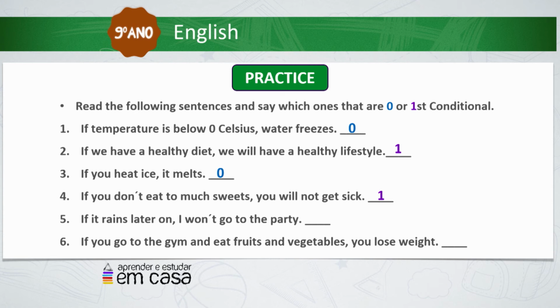Sentence number 5, if it rains later on, I won't go to the party. Very well, students, we have once again the first conditional in sentence number 5. And in the last sentence, number 6, if you go to the gym and eat fruits and vegetables, you lose weight. Exactly, this is the zero conditional because it's something that is true. If you go to the gym, eat fruits, have a healthy lifestyle, you will definitely lose weight. It's something that is always true.